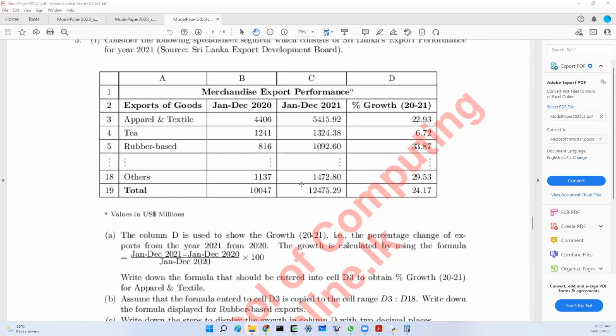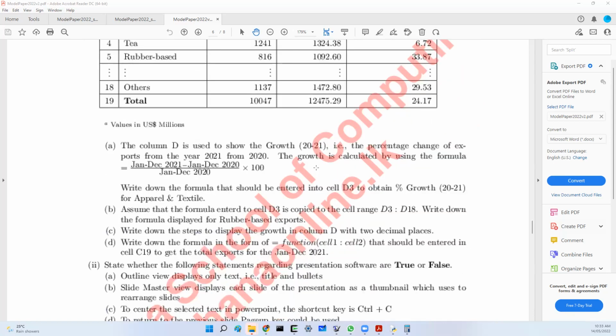Write down the formula displayed for rubber base exports. C5 minus B5, divided by B5, multiplied by 100. Okay, good. Write down the steps to display growth in column D with 2 decimal places.